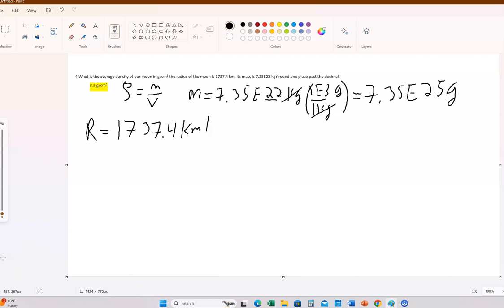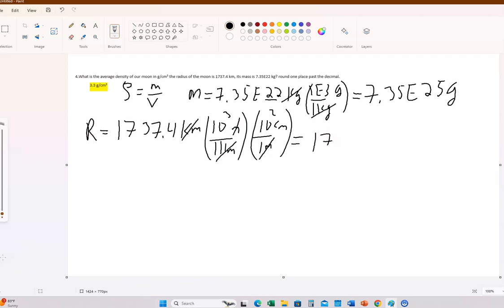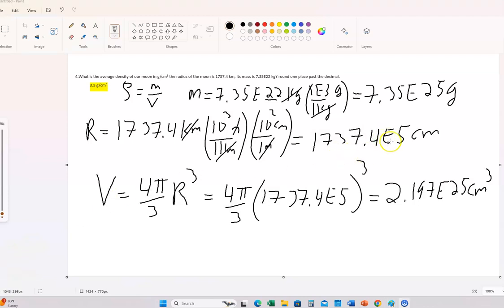Let me just show you why that's true. 1 kilometer is 10 to the third meters, and then 1 meter is 10 to the second centimeters. Do you see that? So the meters cancel, the kilometers cancel, and so you just change it by multiplying by 10 to the fifth. So this is the radius. It's going to be 1,737.4 times 10 to the fifth centimeters.